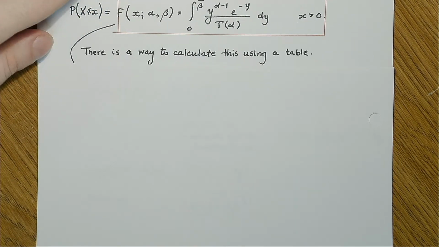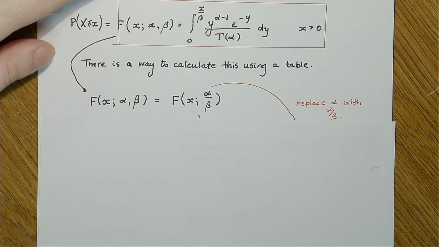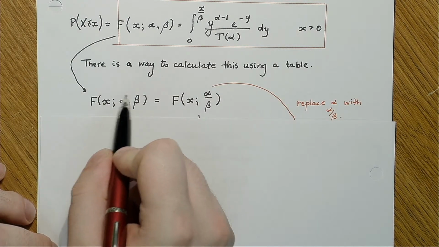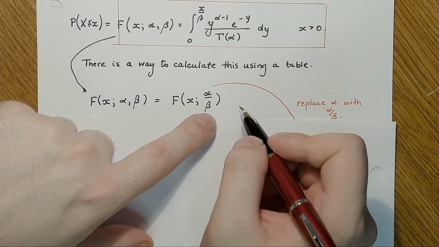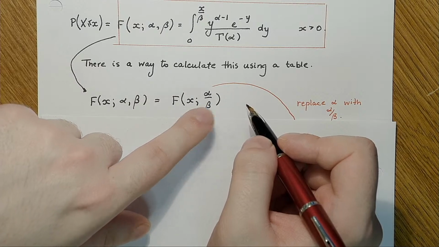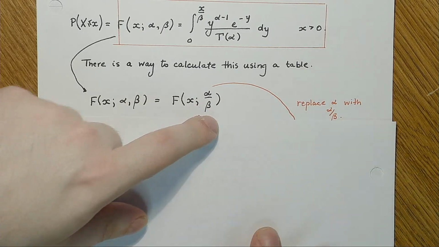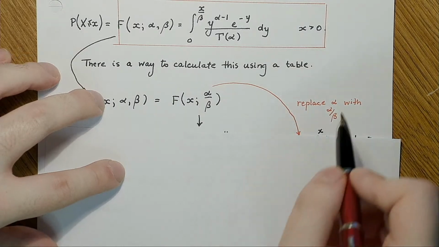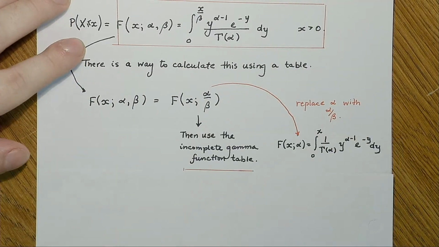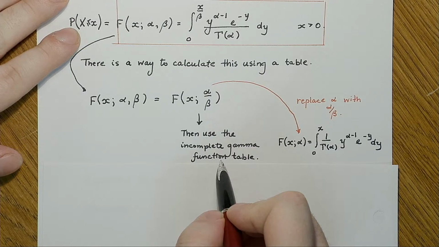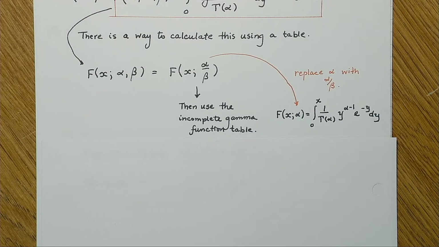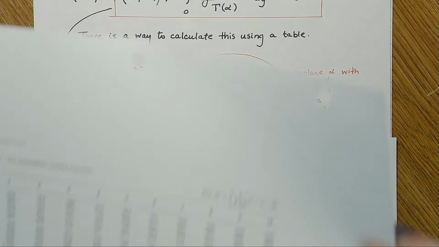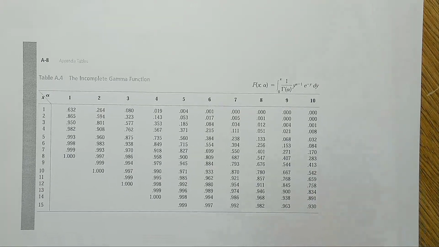So what does that mean? There's a way to calculate it using a table. And so what I can do is rewrite it in terms of just one parameter, because the standard gamma is written with just one parameter, which is the alpha. So if we replace that alpha with the alpha over beta, then we can use what's called the incomplete gamma function table, which is given by this. And let me just grab that formula. Over here, this is what we call the incomplete gamma distribution.